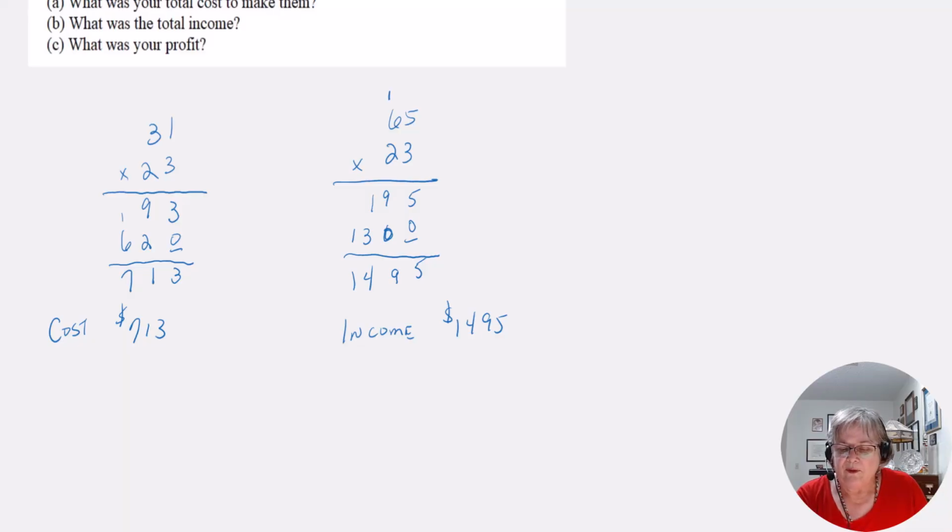So the profit would be how much did you make, $1,495, but it cost you $713 for supplies. It doesn't even add in your labor. So let's see what's left. 5 minus 3 is 2. 9 minus 1 is 8. 4 minus 7, well, you can't take 7 away from 4. 4 is too small. So you can either think of this as 14 or carrying over the 1, but 14 minus 7 is 7. So your profit is $782. Okay? Now, let's talk a little bit about dividing.